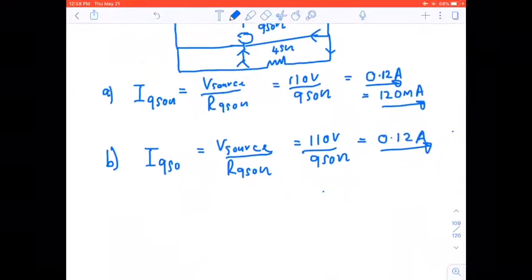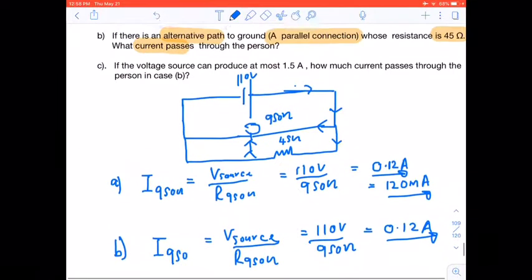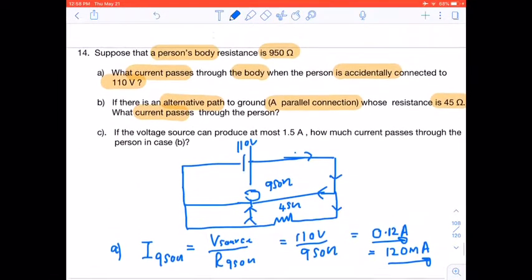Right, I've rounded that off. Now let's look at the next one. If we have this voltage source, and it can produce at most 1.5 amps, right? So it can produce at most 1.5 amps. How much current passes through the person?